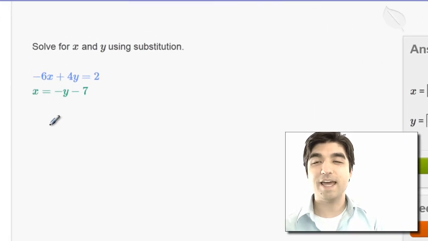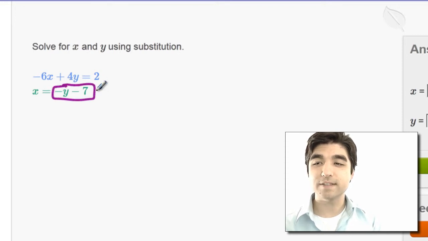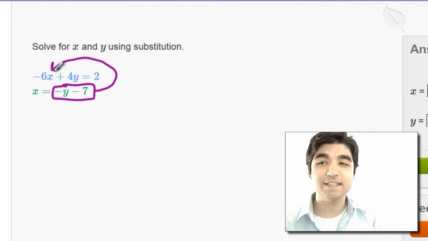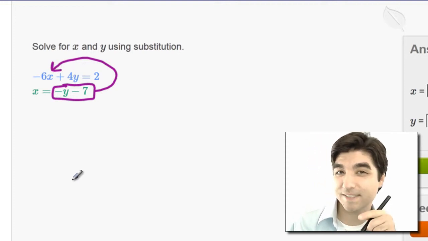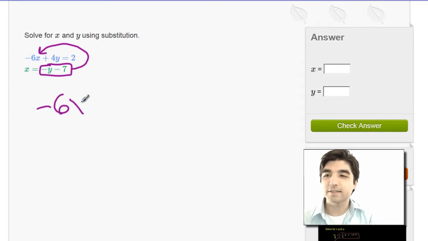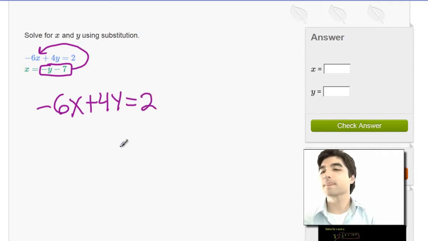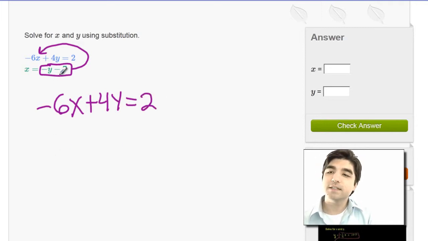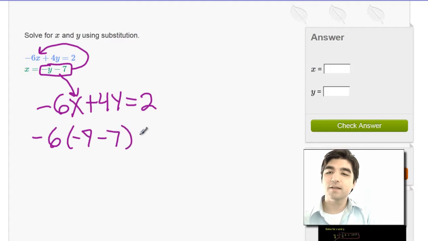This time they give us the x by itself. So what we're going to do is take this negative y minus 7 and plug it in for the x in the other equation. Does that make sense? So take your second equation and rewrite that: negative 6x plus 4y equals 2. Then plug the stuff in for x. So we got negative 6 times negative y minus 7, plus 4y equals 2.